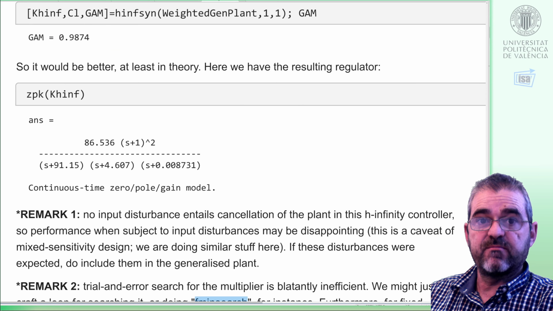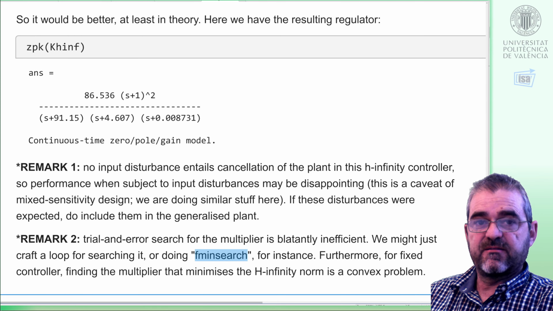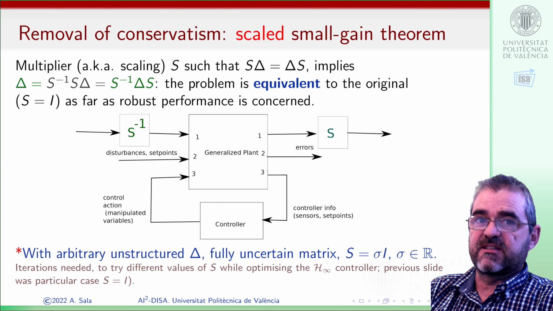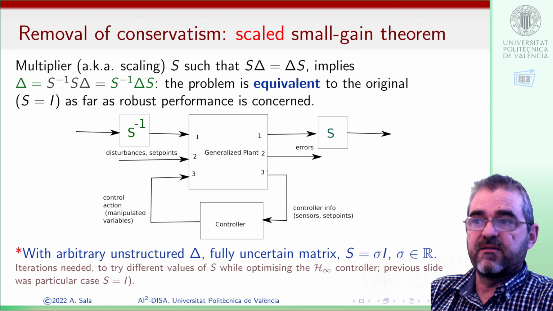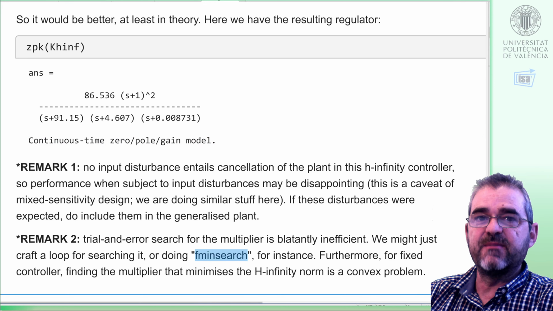Or, what mu synthesis exploits is the fact that for a fixed controller, finding the multiplier that minimizes the norm of this block diagram is a convex problem. So mu synthesis tries to do it in the better known way. It's not convex overall. It can get stuck in local minima, but the algorithms they implement are far better than the manual search I was doing. So I am not claiming that this is the way to solve this problem, okay? This is just a first introduction to what robust performance and scaled small gain means.